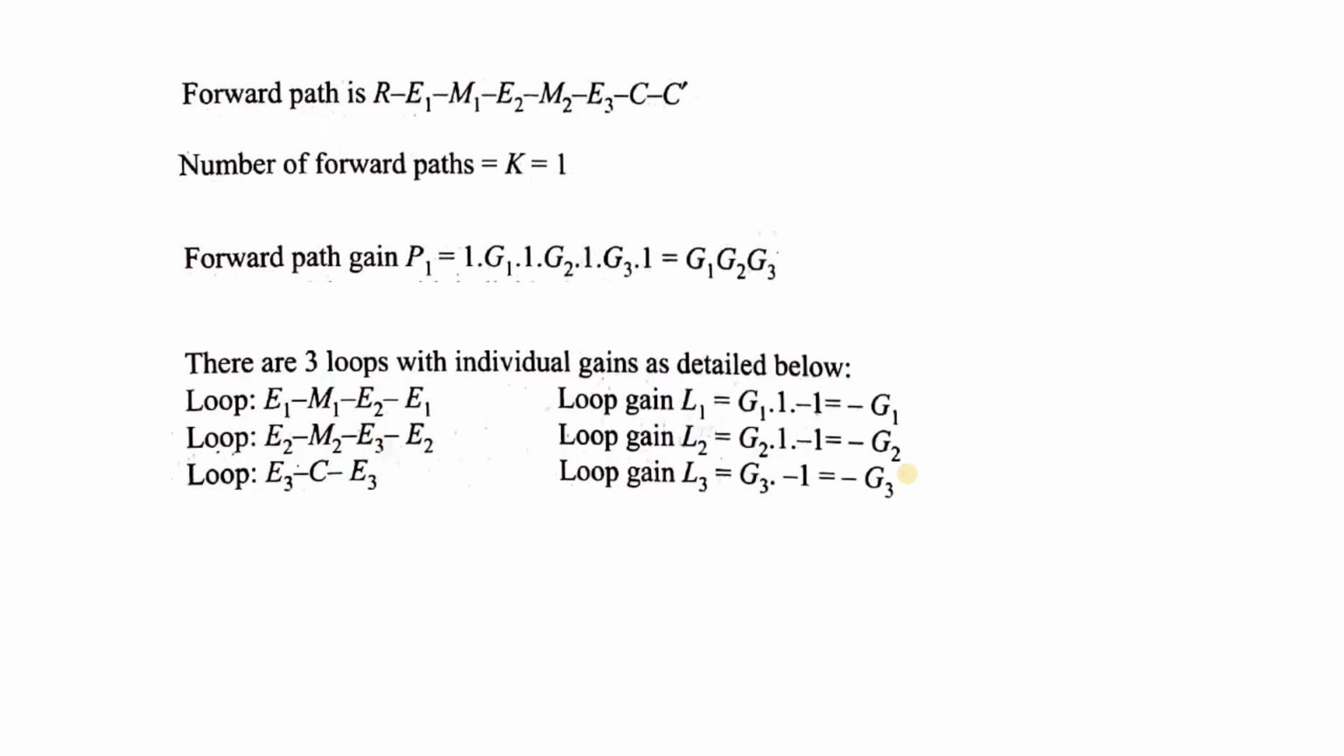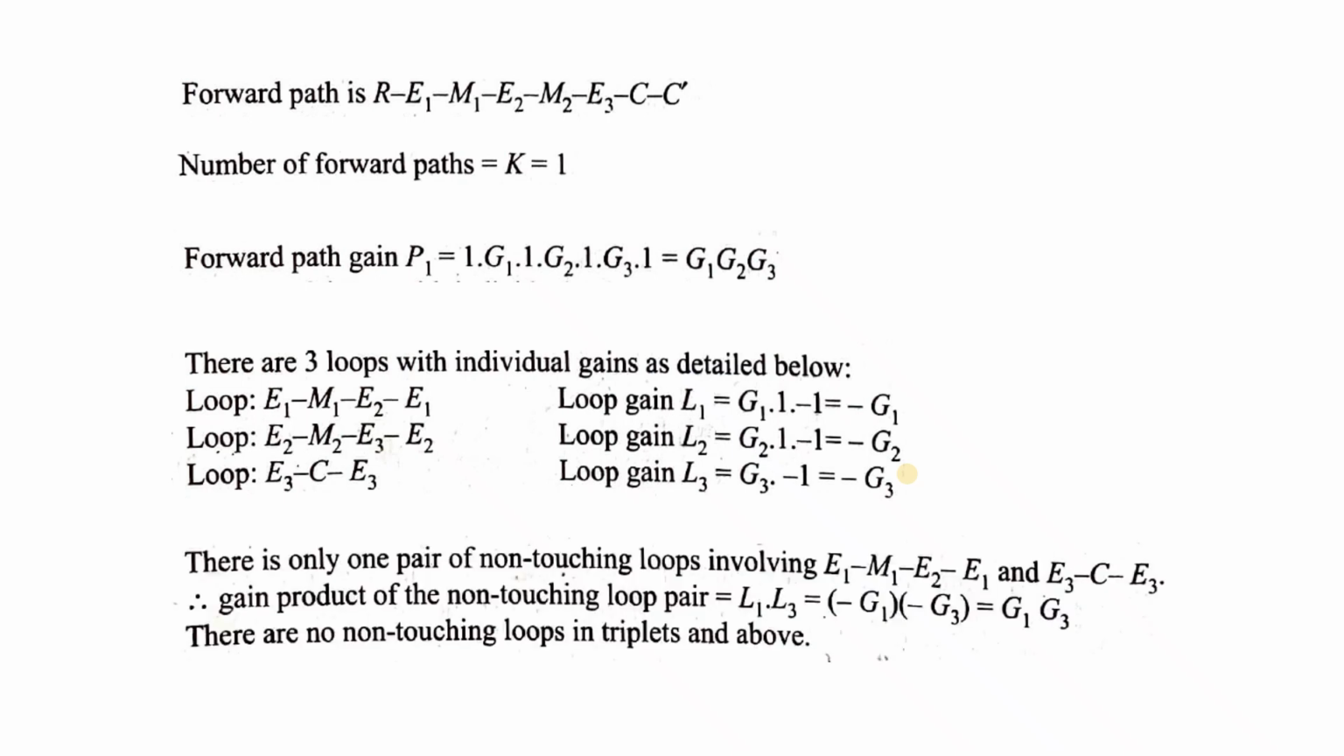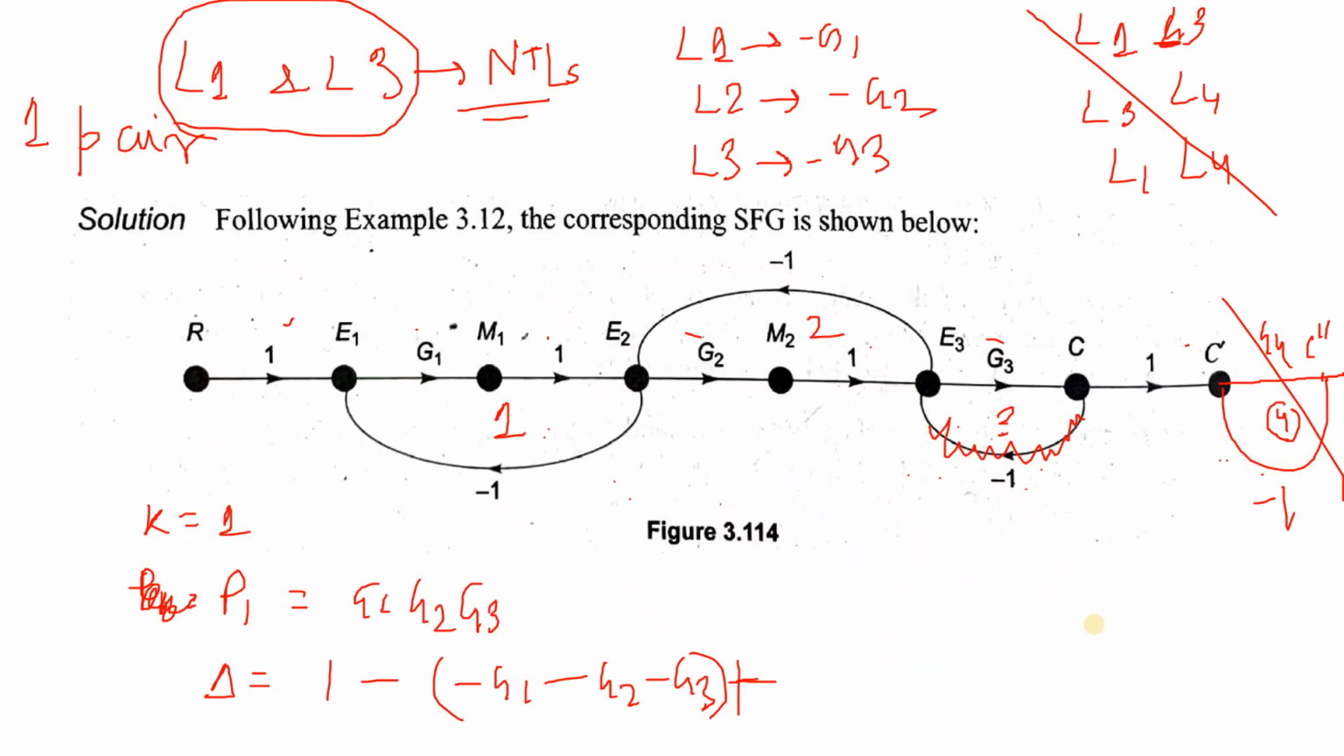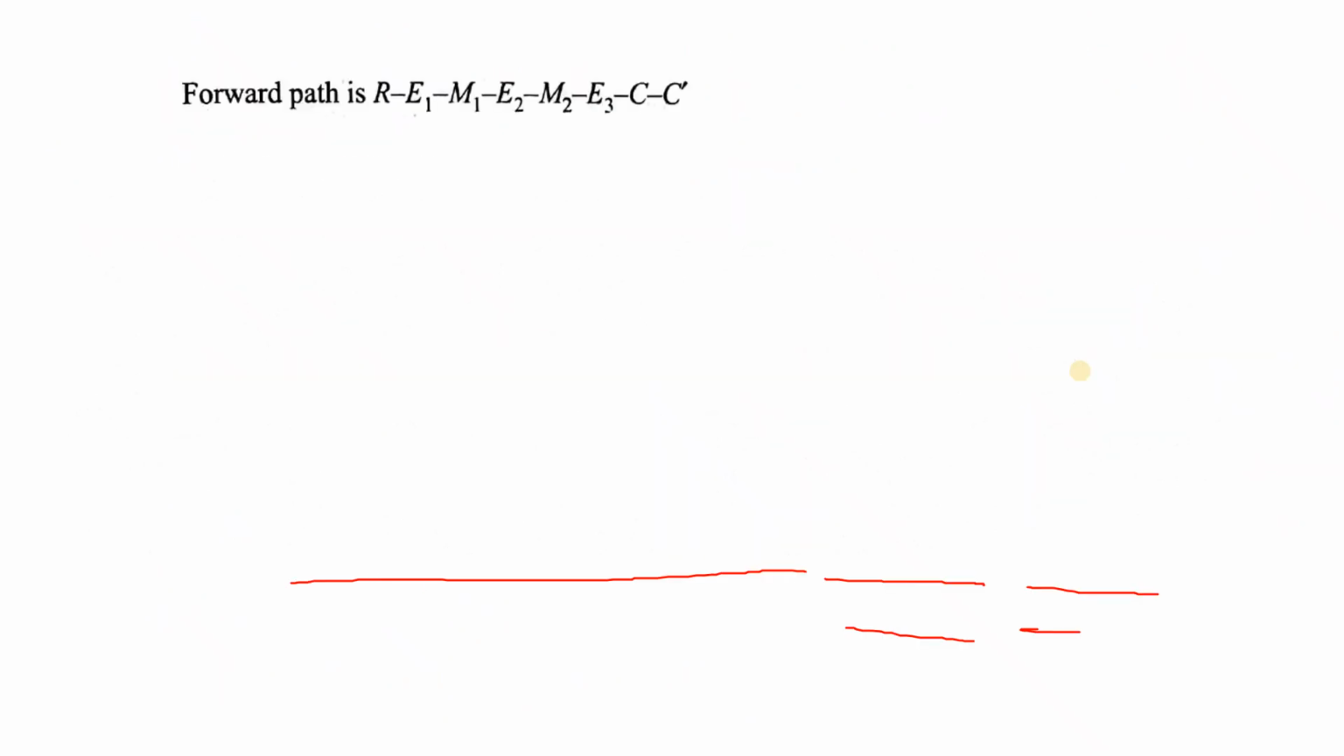So the formula will be, look here, the forward path is only one, k is 1. The forward path gain is G1 G2 G3. How many loops are there? 3 loops are there. The loop gains are -G1, -G2, -G3. Now, there is only one pair of non-touching loops, this is loop 1 and this is loop 3. So the gain product of the non-touching loops is G1 G3. That means one loop is minus G1, the other is minus G3, so the product is minus G1 into minus G3, which is G1 G3.